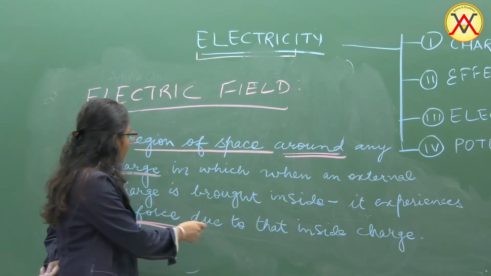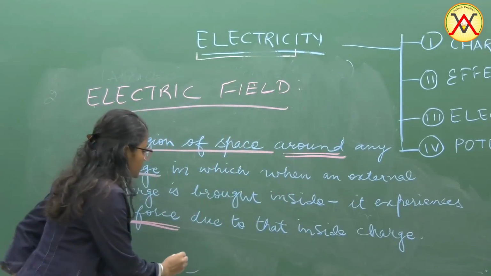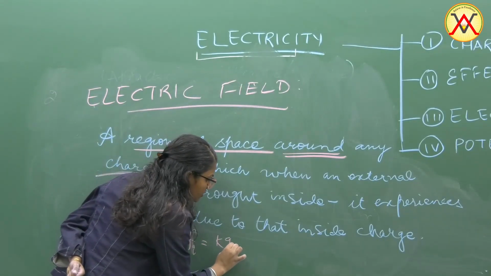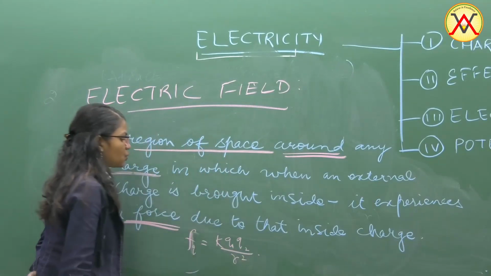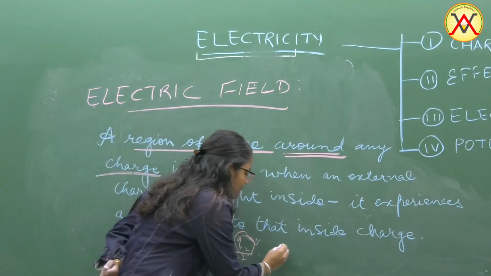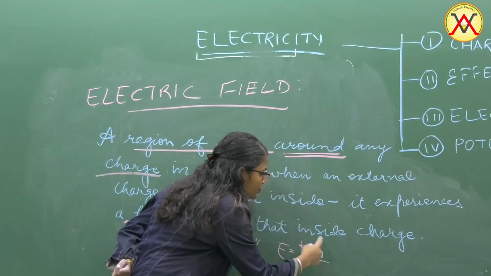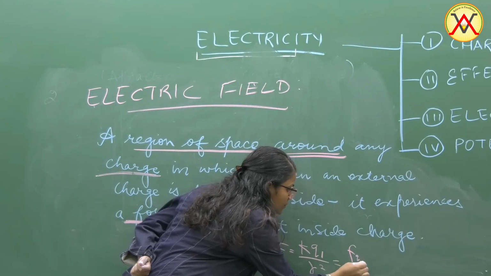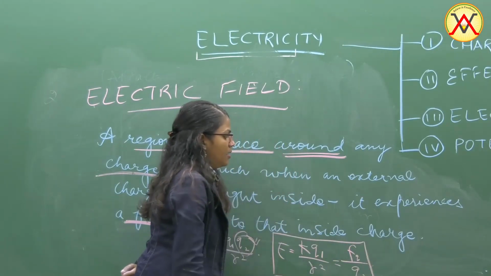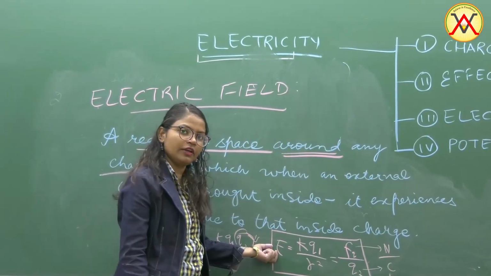So, we don't know what this external charge could be. Our Coulomb's force was what? K Q1 Q2 upon R square. We don't know which external charge it could be, right? So our electric field is nothing but, solely due to this inside charge, our Coulomb's force divided by that external charge. SI unit of force is Newton, SI unit of charge is Coulomb. So SI unit of our electric field is Newton per Coulomb.